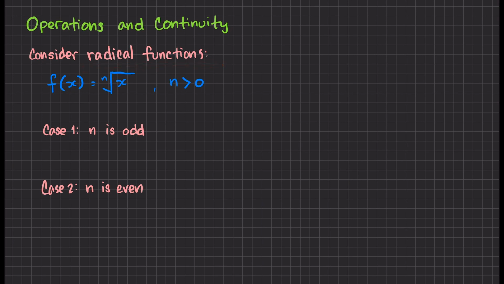Ang titignan naman natin ngayon ay radical functions where f of x is equal to the nth root of x, where n is greater than 0, and is of course a natural number. So first case, n is odd. Pag n is odd, pwedeng negative yung values ng x sa loob. And in that case, our nth root of x is continuous everywhere, which means for all real values of x.